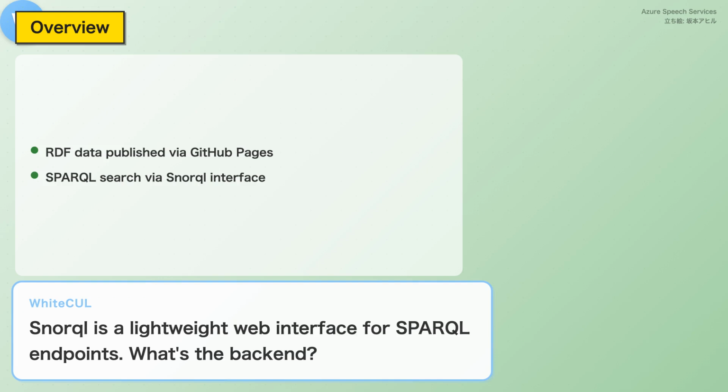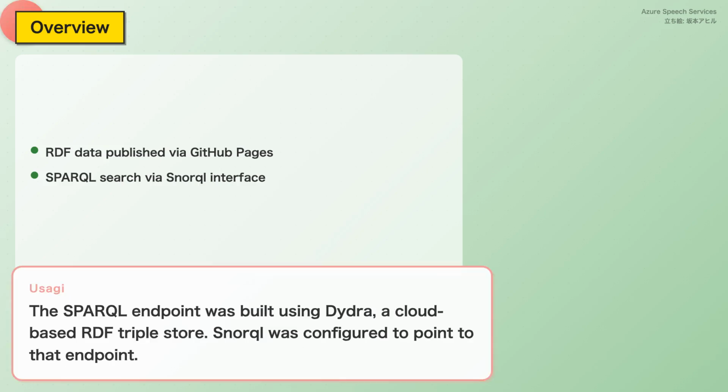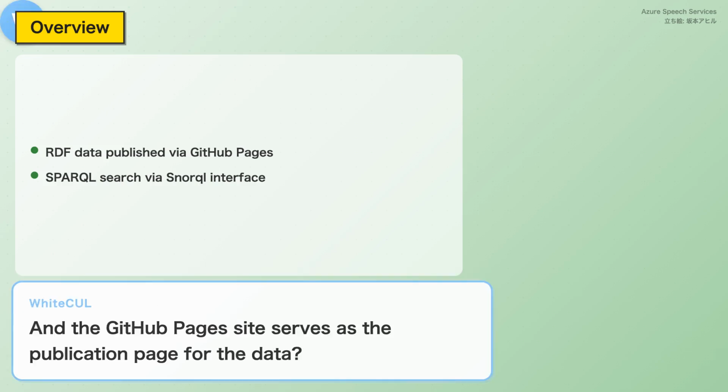What's the backend? The SPARQL endpoint was built using Dydra, a cloud-based RDF triple store. Snorql was configured to point to that endpoint. And the GitHub Pages site serves as the publication page for the data?